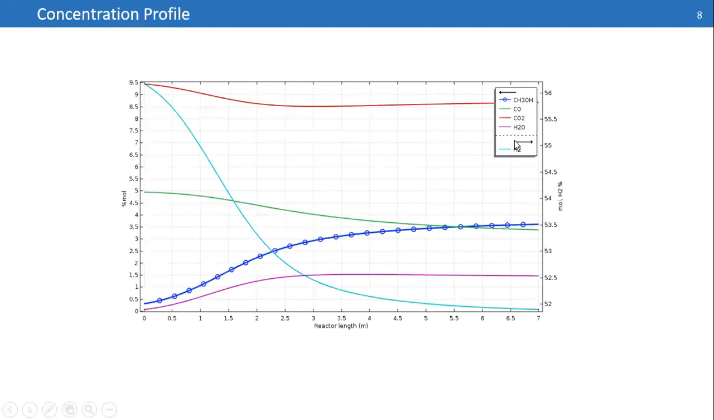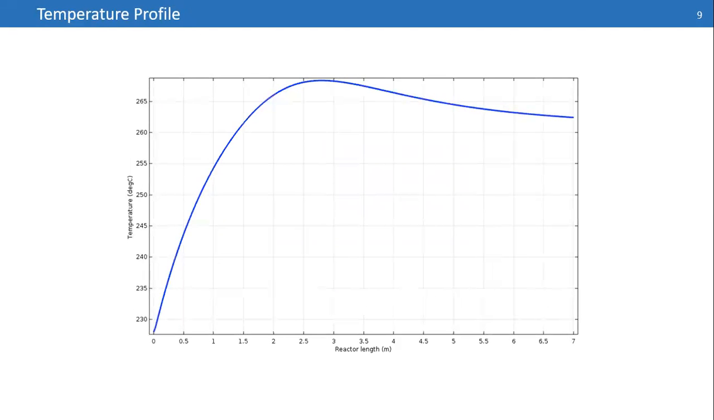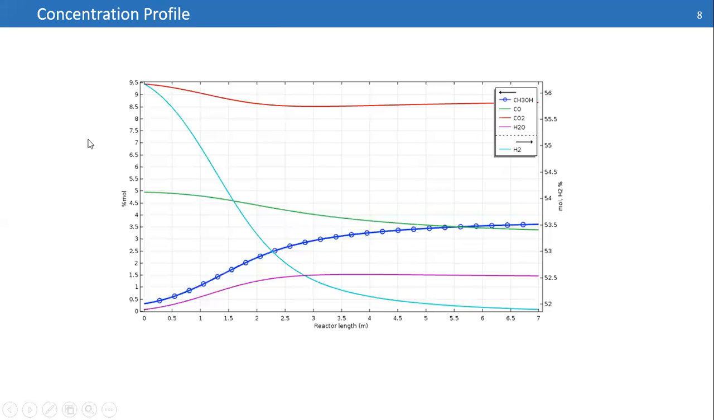For example, you can have the concentration profile of your system using different methods. Another reactor that I modeled here is the methanol reactor. Methanol synthesis is an exothermic reaction. So I talked about the reforming reactor as an endothermic reaction, but what if we have an exothermic reaction, such as methanol synthesis?